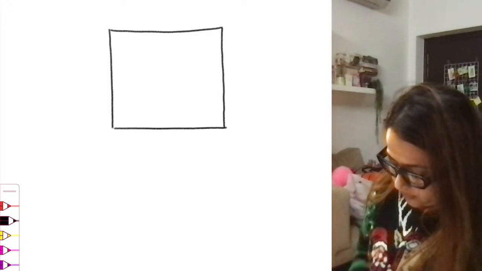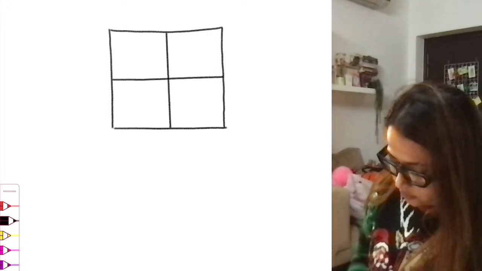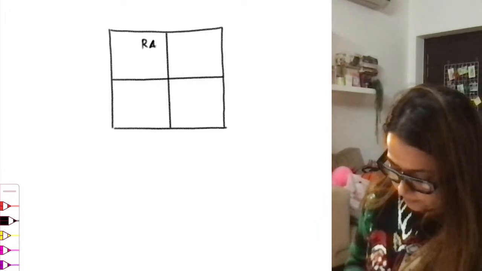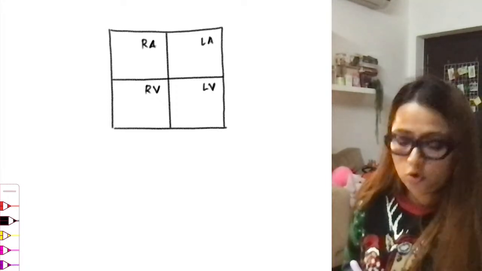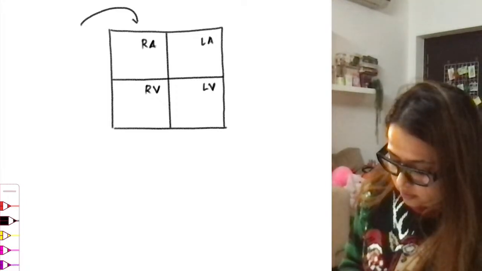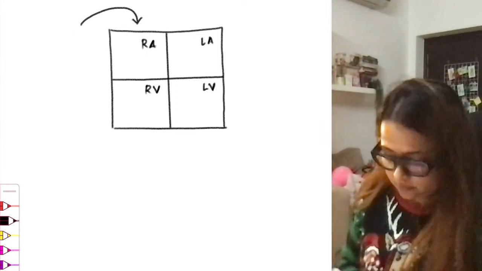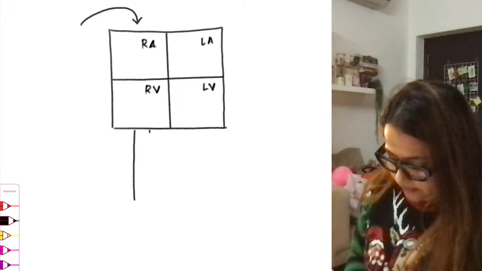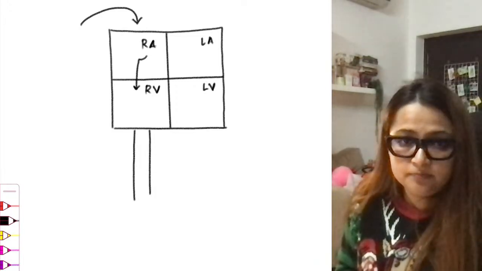You should always draw the heart in this way so that things are clear in your mind. This is the right atrium, this is the right ventricle, then this is the left atrium, this is the left ventricle. The blood enters the heart via the right atrium. From the right atrium, the blood goes into the right ventricle.